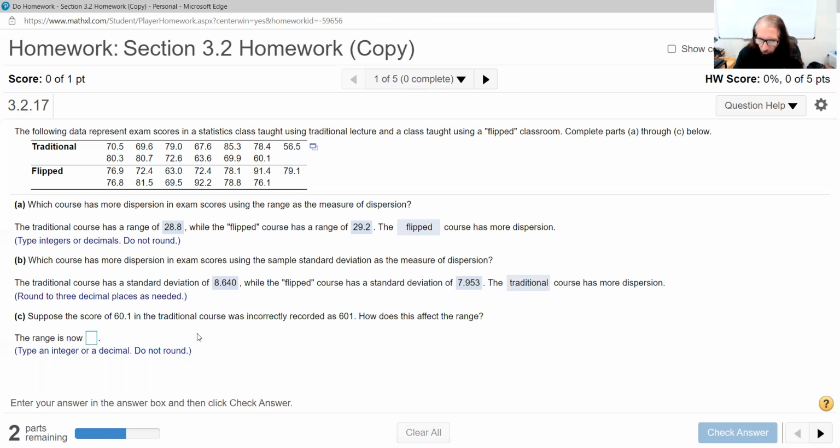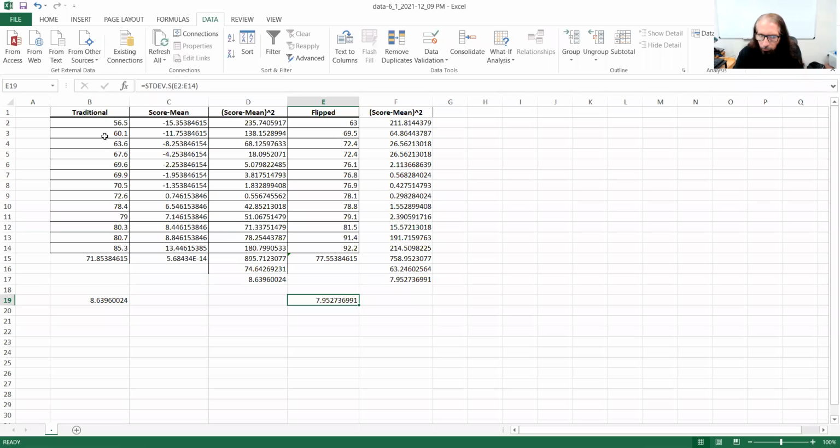Suppose the score 60.1 in the traditional class was incorrectly recorded as 601. How does this affect the range? Well, that would still give us the lowest score being 56.5. So 601 minus 56.5 would be 544.5.